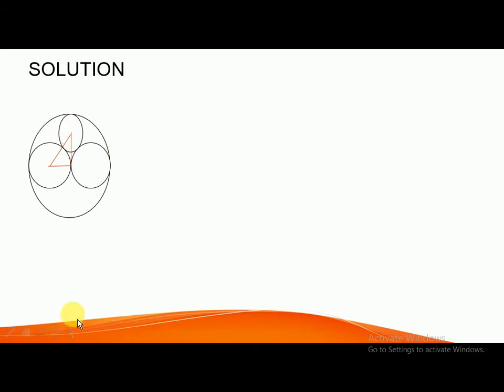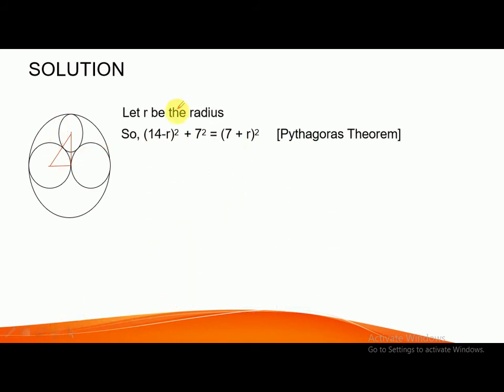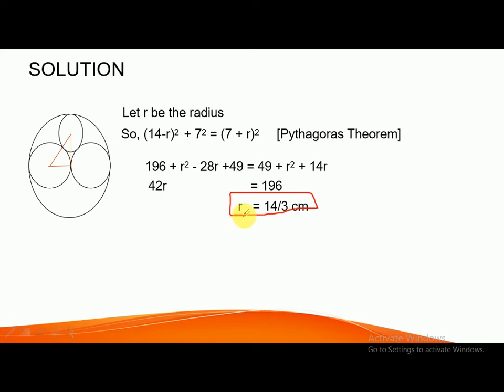Now we will apply the Pythagoras theorem, with the standard assumption that R is the radius. So (14 minus r) whole square plus 7 square is equal to (7 plus r) whole square. Now we open up all the brackets and simplify this expression to get the value of r, which is r equal to 14 by 3 centimeter, or in other words 4.67 centimeter.